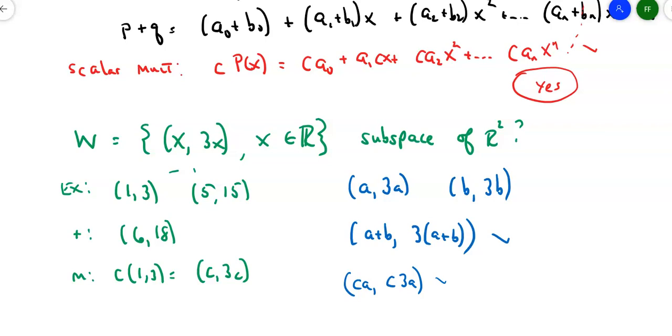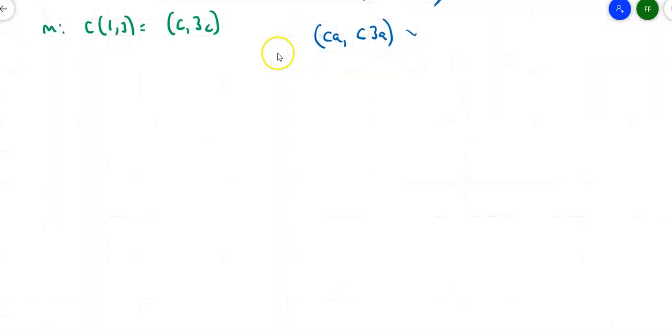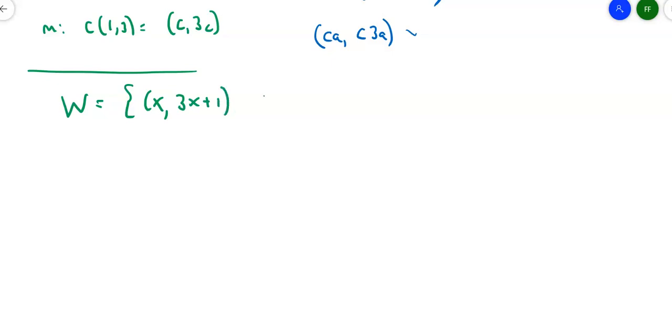All right, let's look at another one. Let's look at W defined as vectors in this form, x, 3x plus 1, where the x's come from the set of real numbers. I could try this out with numbers, right? I could try this out with 1, 3 plus 1 is 4, and then let's make it easy and choose 2, 7. Right, if I add these together, I end up with 3, 11.